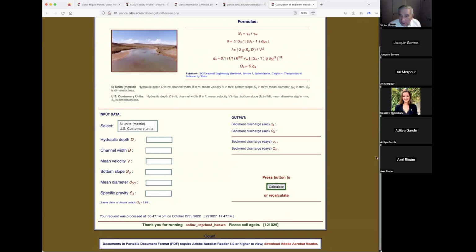Now, the Engelund-Hansen is a very convoluted formula. And I'm not going to criticize or hail any of these formulas because they're all complex. They all look like they were invented by some Martian, okay? And they're all totally different.